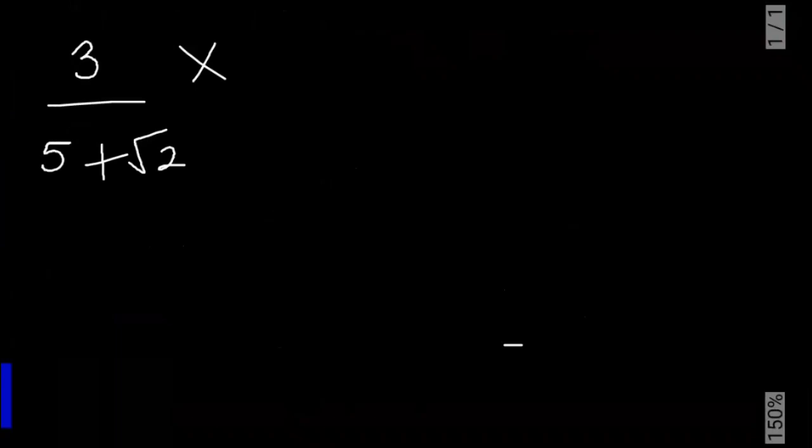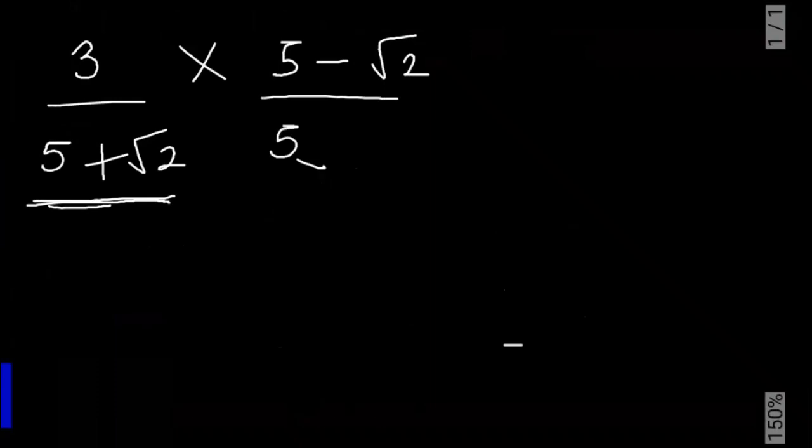What we are going to do is multiply by its conjugate. The conjugate of this denominator is everything here and the opposite of its sign. The opposite of plus is minus. So the conjugate of 5 plus root 2 is 5 minus root 2.